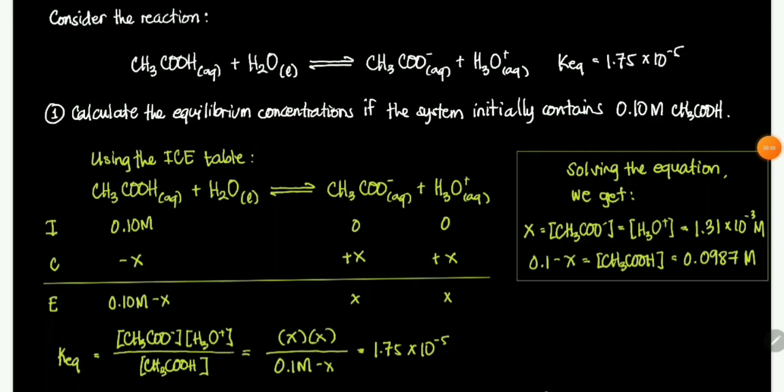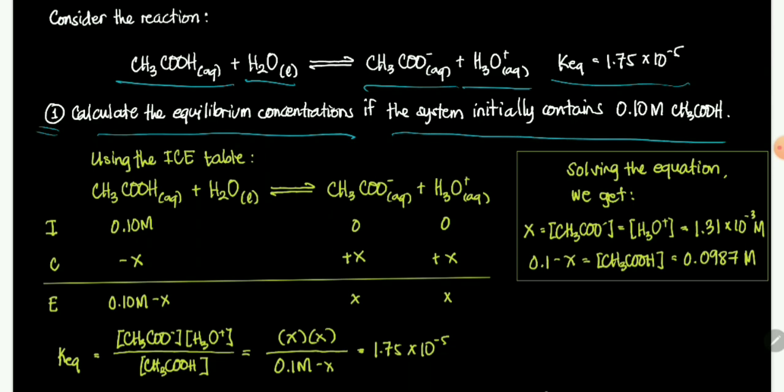Okay? So for the next problem, let's consider this reaction. So acetic acid in aqueous solution reacts with water as the solvent to produce the acetate anion plus the hydronium cation. Okay? So the KEQ for this reaction is 1.75 times 10 to the negative 5. So 1, calculate the equilibrium concentrations if the system initially contains 0.10 molar acetic acid.